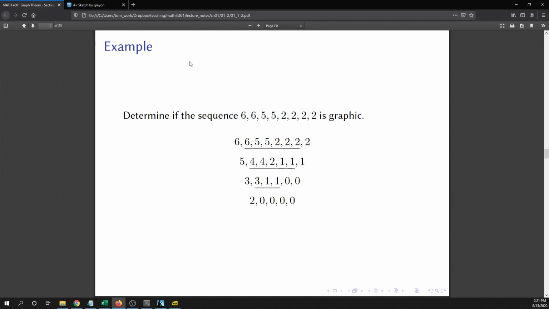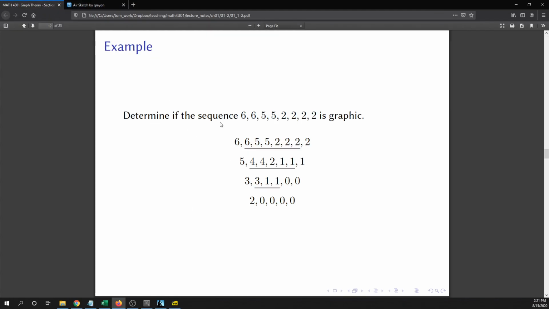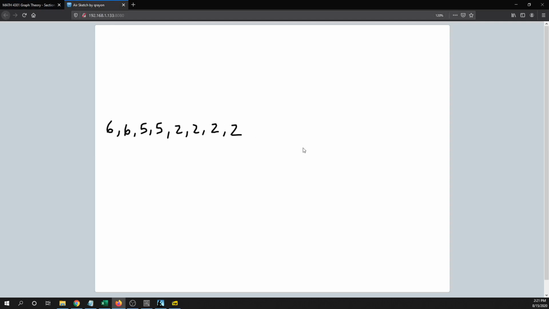Okay, next example. Let's take a look at that one again. All right, I'm going to erase that one. And we will go with this one in the next example. All right, so here I have 6, 6, 5, 5, and then 4 2s. 1, 2, 3, 4. I wrote that lower than I wanted to, but it's probably okay. All right, so the question is, is it graphic or not, right?